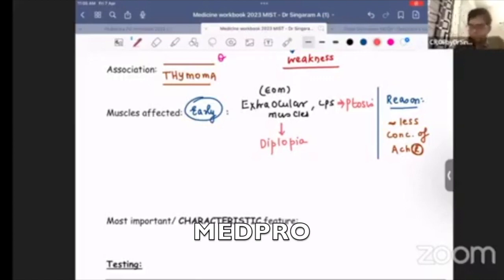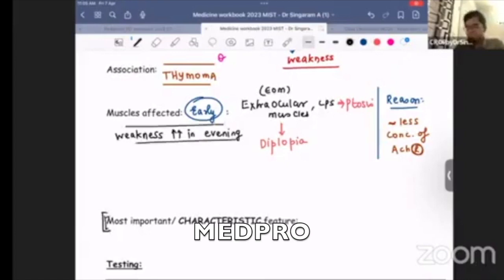Okay, so I'm writing weakness. I write here: weakness increased in the evening time compared to the morning time. Please make a note of this. And that is also the characteristic feature of this weakness. I'm writing here that the most characteristic feature is the diurnal variation. Weakness will be more in the evening compared to the morning.